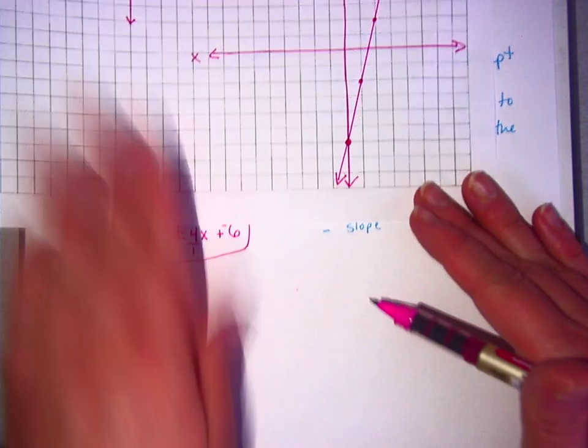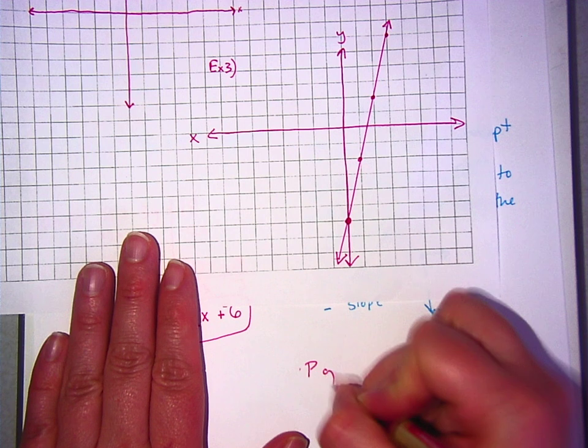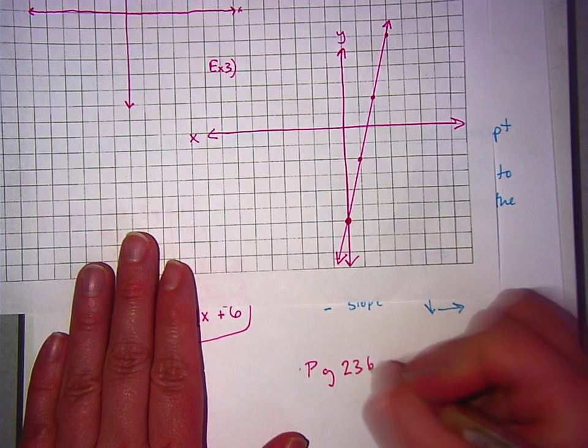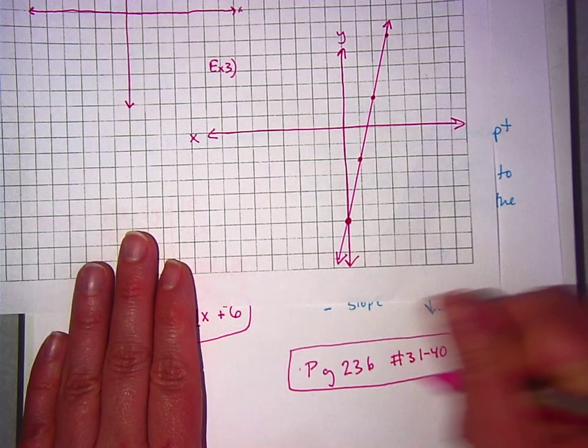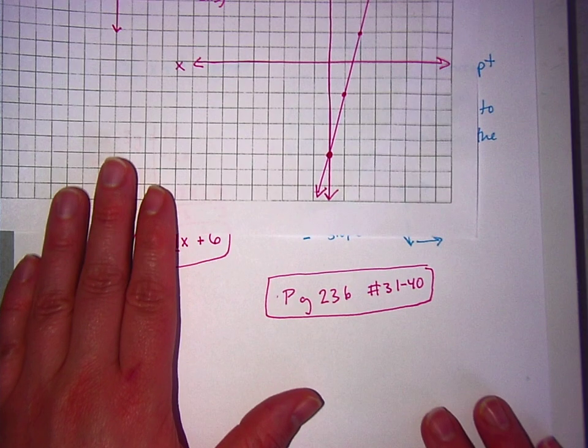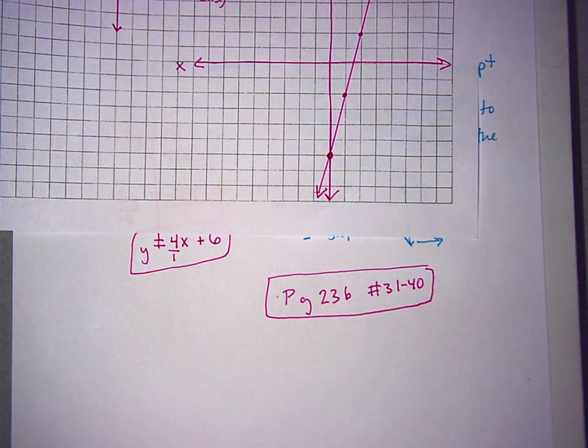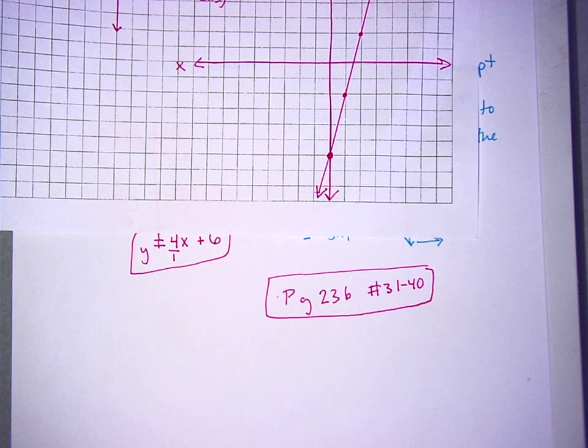Your homework is page 236, numbers 31 through 40. Trying to decide when I'm going to have this due.